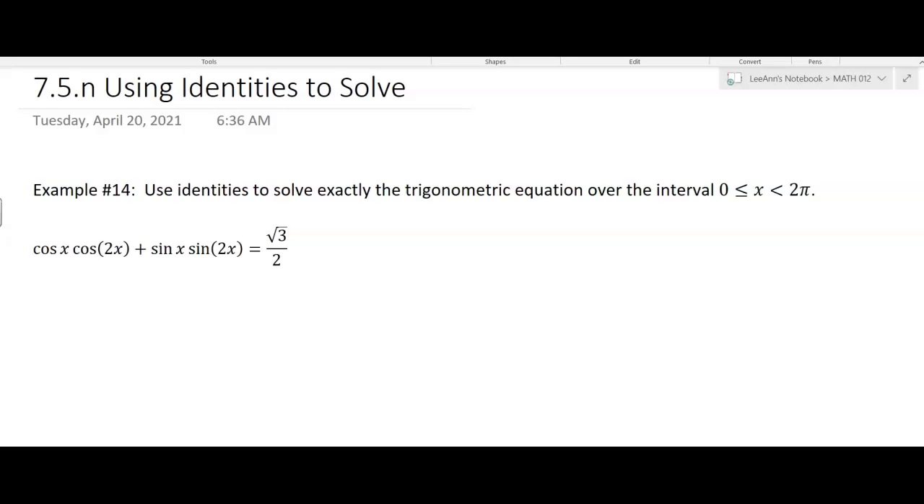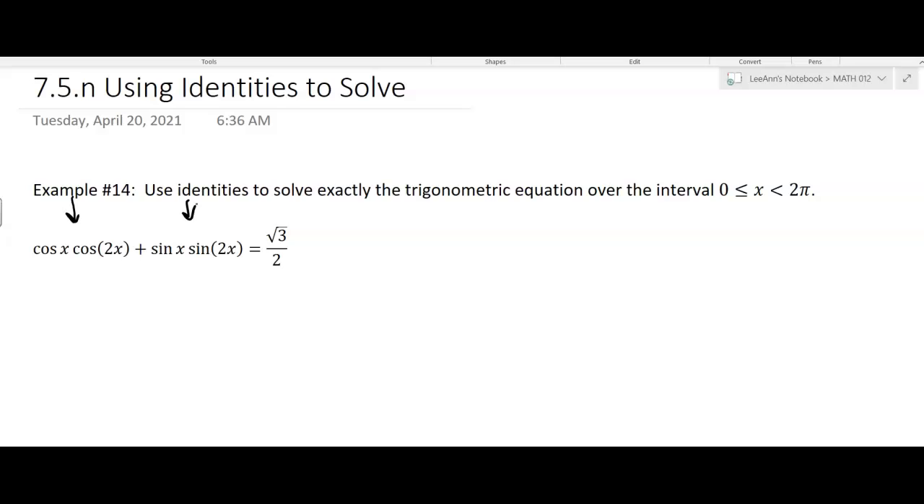Okay, so here we're going to use identities to solve this equation. You'll notice the equation has cosine, cosine, and sine, sine. So you want to find your page of identities and see if there's one that's going to fit that. You might be thinking, oh, well, maybe it's a product to sum or something like that.